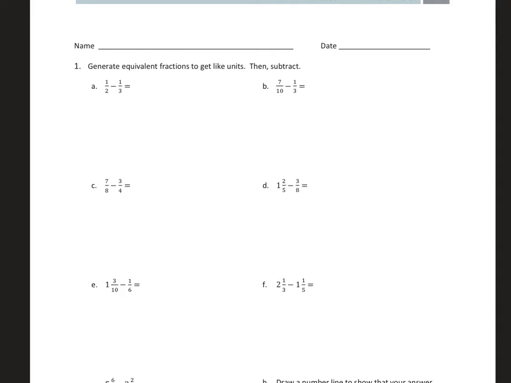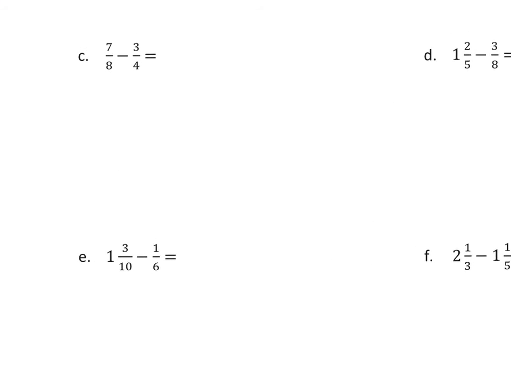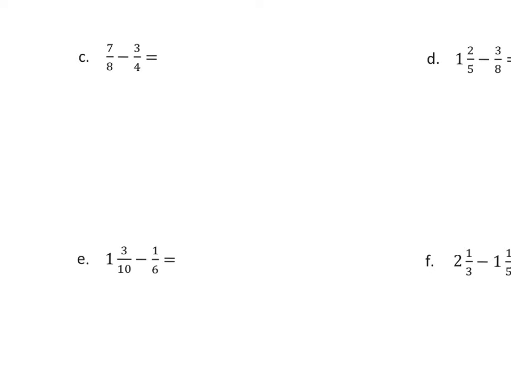All right, for number one, we have to generate equivalent fractions to get our like units, and then we get to subtract. So let's go ahead and zoom over to 1C. And you can see that we have 7/8 take away 3/4. And so we need like units. 8s and 4s are not the same. We need to make them the same by listing the multiples of 8 and 4.